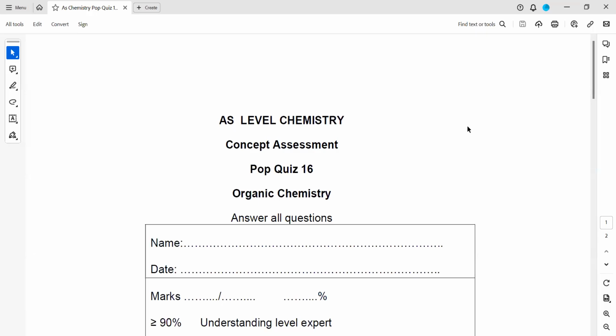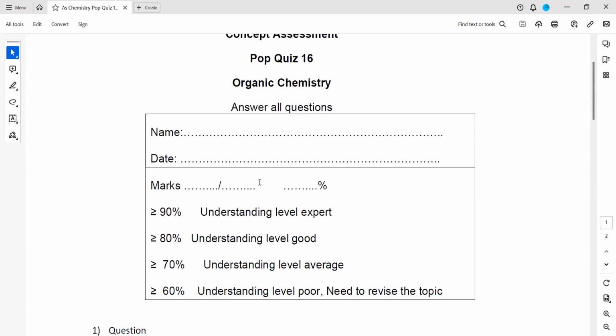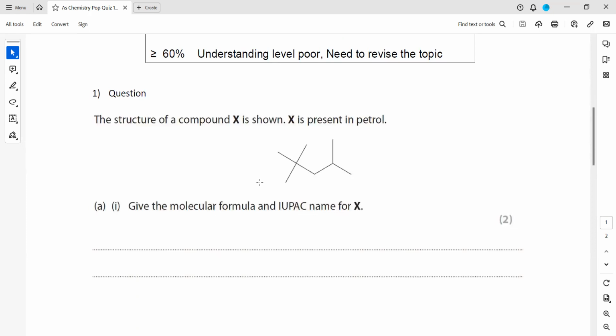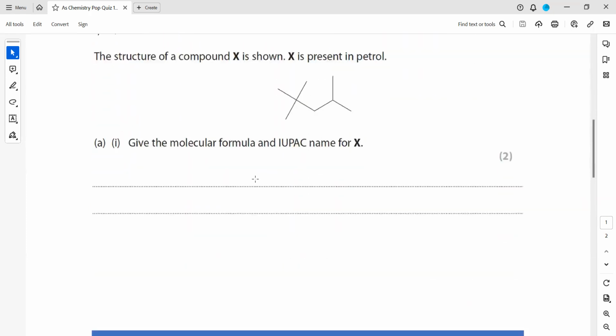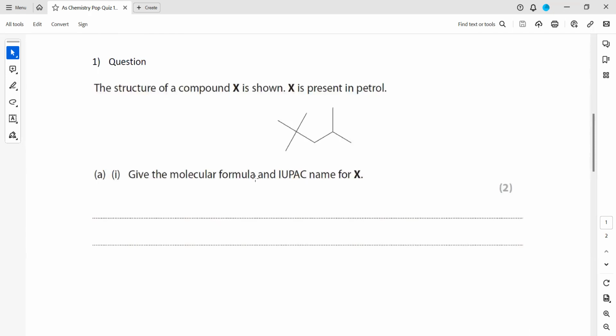So this was a pop quiz which was related to organic chemistry. In this pop quiz structure question, the structure of a compound X is shown, and X is present in petrol. Give the molecular formula and the IUPAC name.